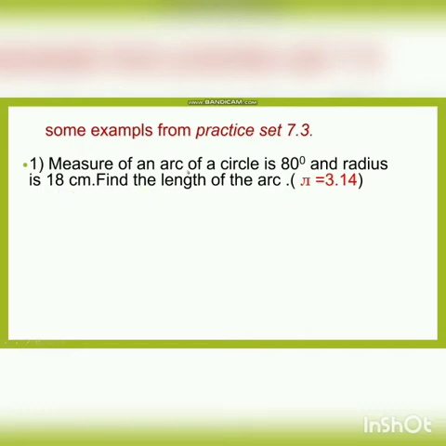First example: the measure of an arc of a circle is 80 degrees and the radius is 18 centimeter. Find the length of the arc. In brackets, the value of pi is given, pi is equal to 3.14. Again, listen carefully. The measure of an arc of the circle is given, which is 80 degrees.